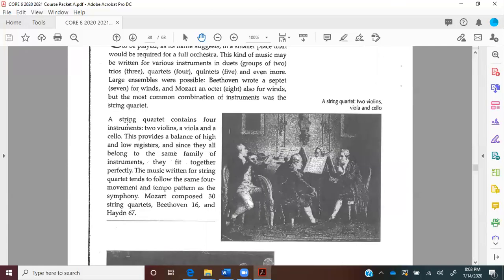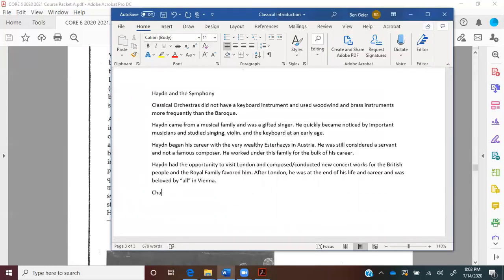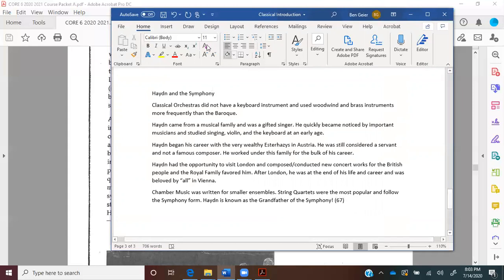Okay, so chamber music was written for smaller ensembles. String quartets were the most popular and follow the symphony form. Haydn is known as the grandfather of the symphony because he wrote 67 of them. It's a ton of symphonies.